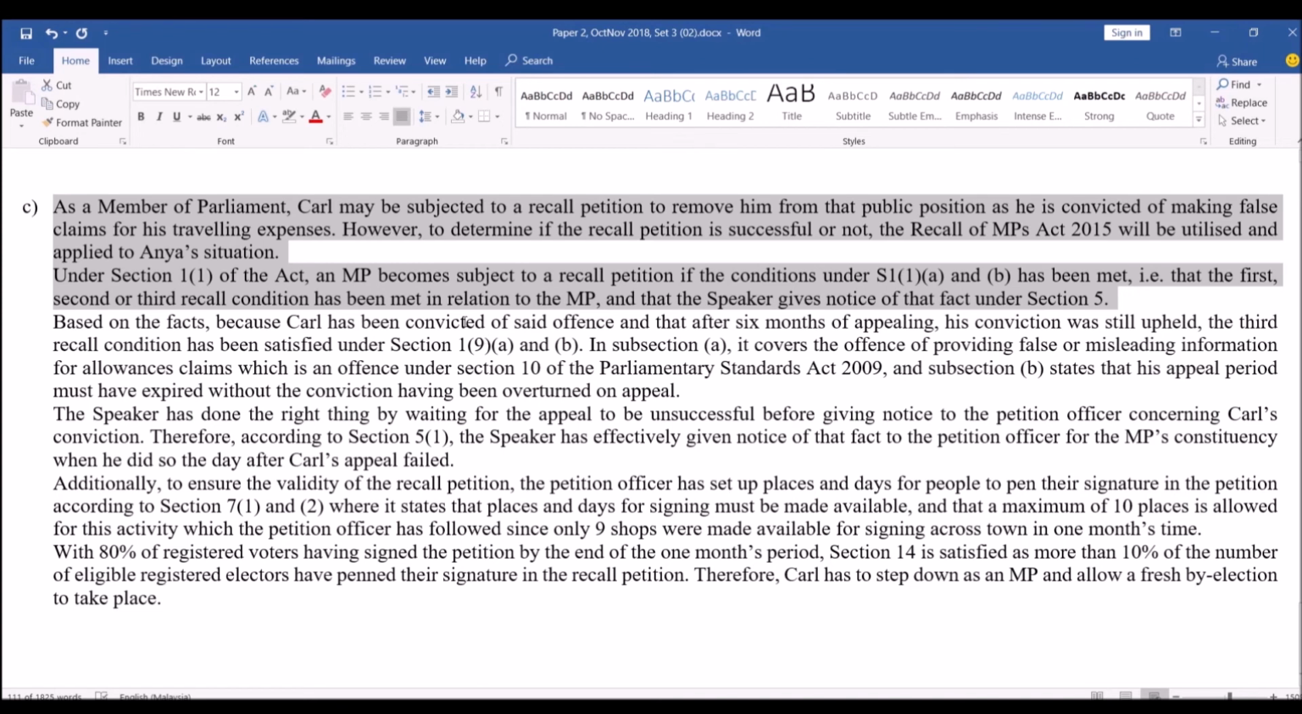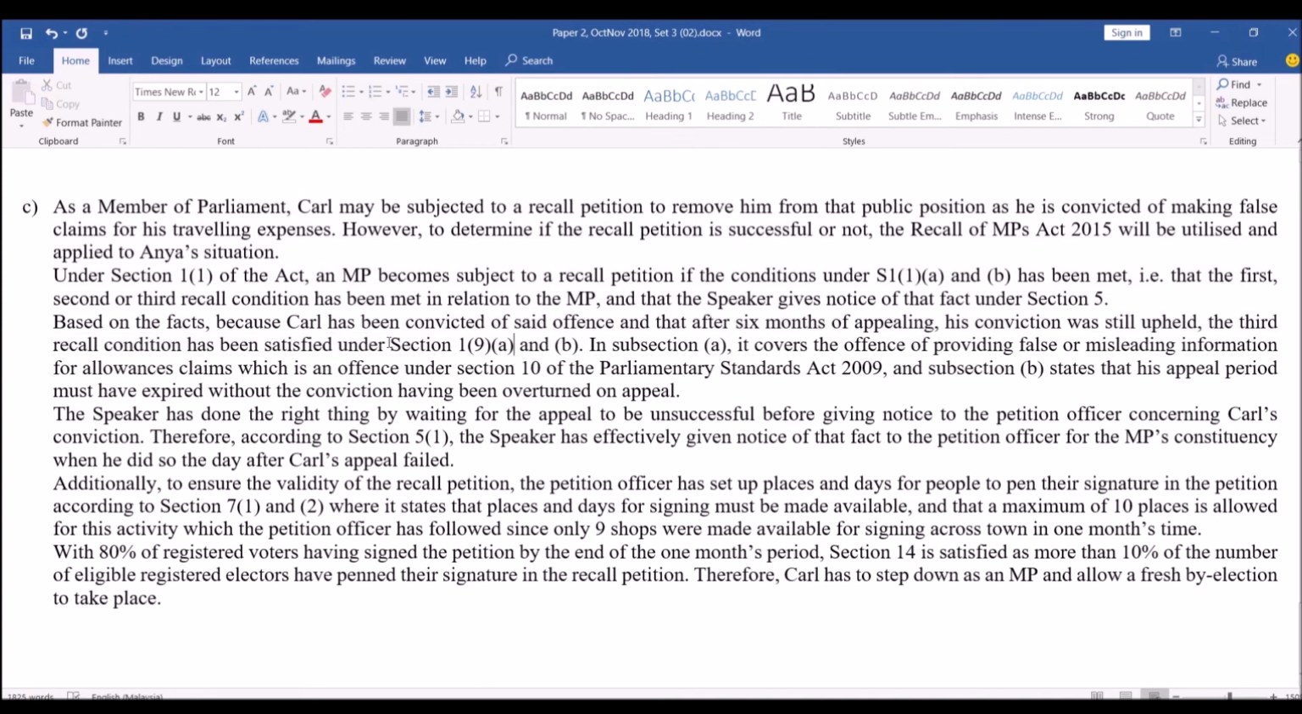So from here onwards, right? Firstly, section 1 sub 9 sub A concerning false or misleading information for allowances claims, and also section 10 of the Parliamentary Standards Act 2009, and also subsection B of section 1 subsection 9, concerning the appeal. Then next is concerning the speaker under section 5 sub 1, and here of course the notice was only given after he was waiting for the appeal to become unsuccessful first.